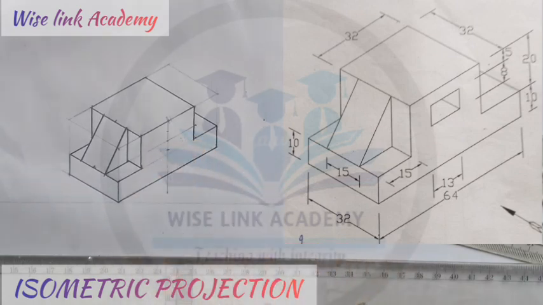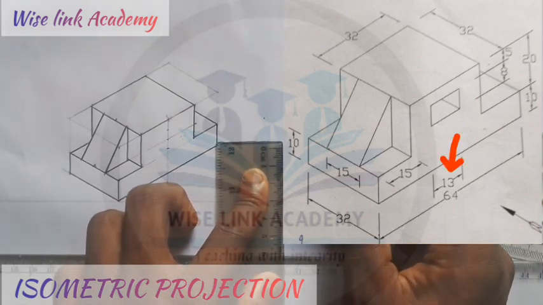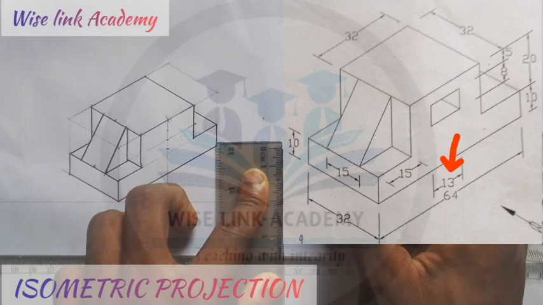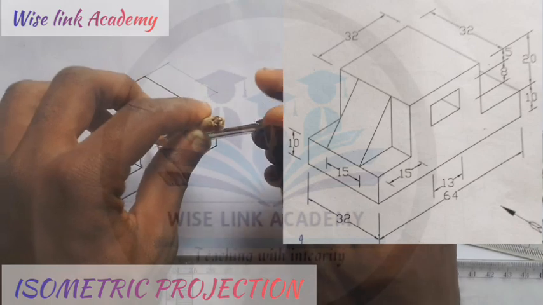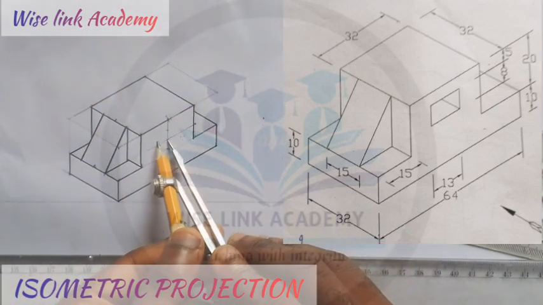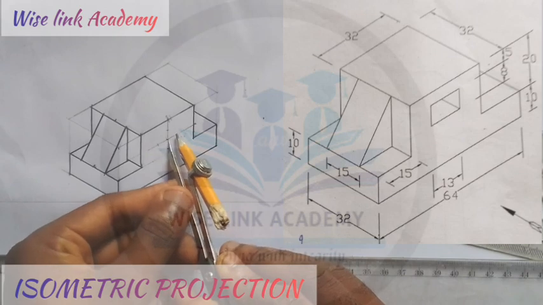So let's get the half of 13. 13 divided by 2, I'll have 6.5. Obviously, measure out 6.5 with my compass. At this section, this center here, take it left, take it right, this way. Left and right.